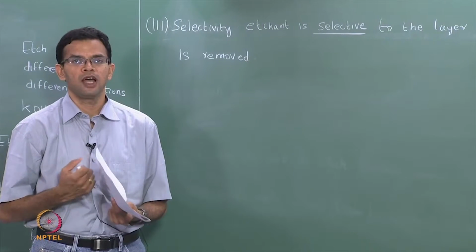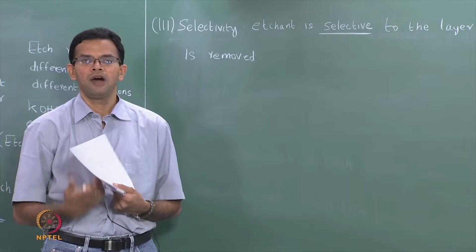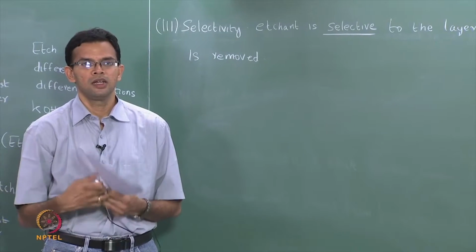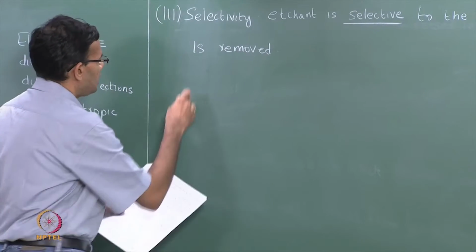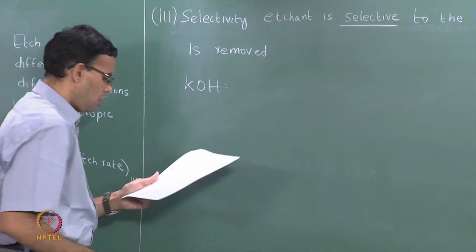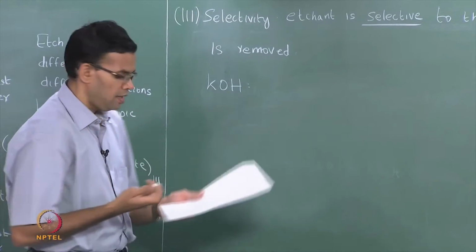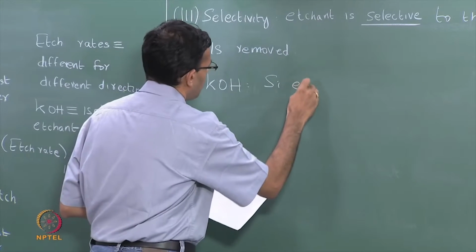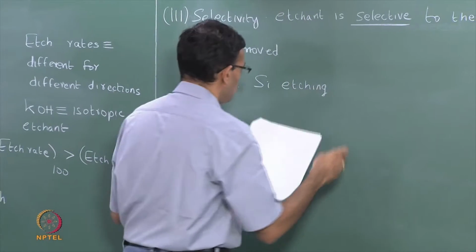So sometimes you have etchants that are not completely selective, but if they have a vast difference in etching rates between two different materials, that should also be fine. To give you an example, let us go back to KOH. We saw that KOH can be used to remove silicon, and the etching rate is approximately 100 micrometers an hour at 90 degrees. So it is used for silicon etching.